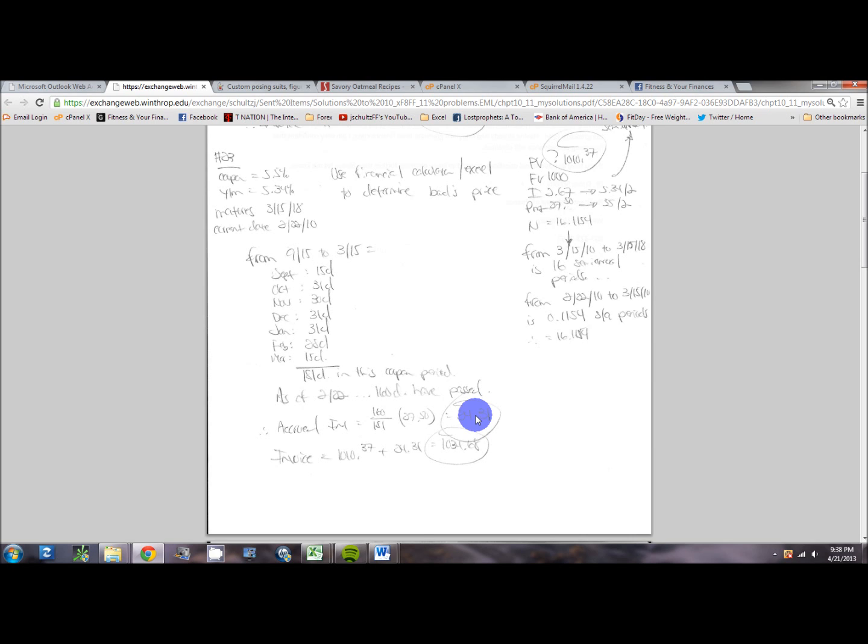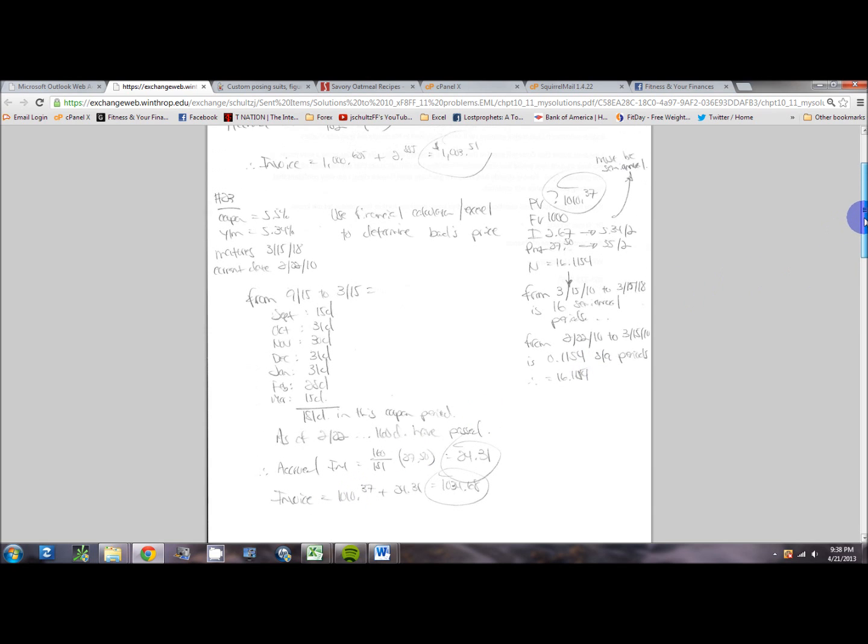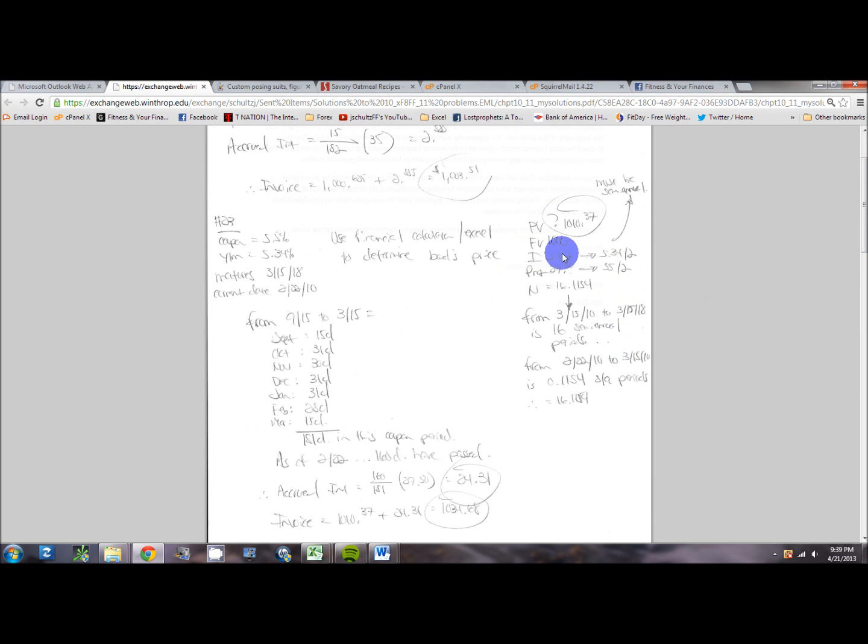Okay? Now, to find your invoice price, you have to add your accrued interest onto the quoted price, or sometimes called the flat price. And to find that, let me scroll up a little bit. That's on this side of the solution. This is just basic bond pricing valuation that you should, again, remember from 311 or 680. I say use a financial calculator or Excel to determine the bond's price. You should still have your financial calculator from 311 or 680. If you don't, then you'll have to use the equations to figure that out, right?